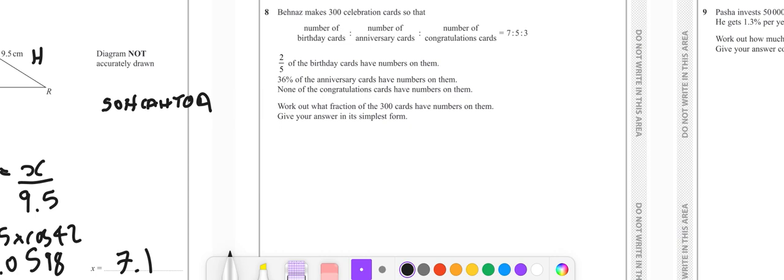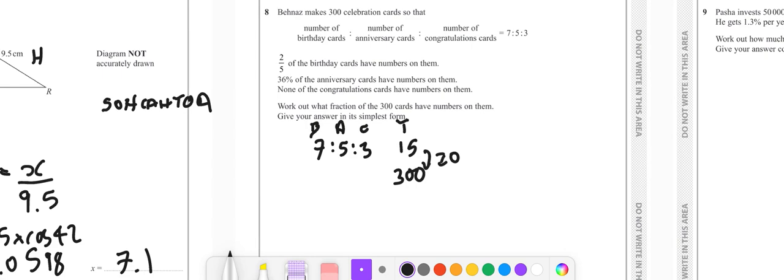Okay, probably the easiest way is just to divide this up. So 7 to 5 to 3. That's birthday, anniversary, and congratulations. So the total is 15, and we've got 300 in total. So how many lots of this ratio do I need? 300 divided by 15 is 20 lots of this ratio.